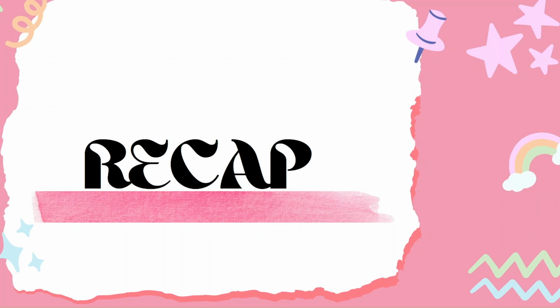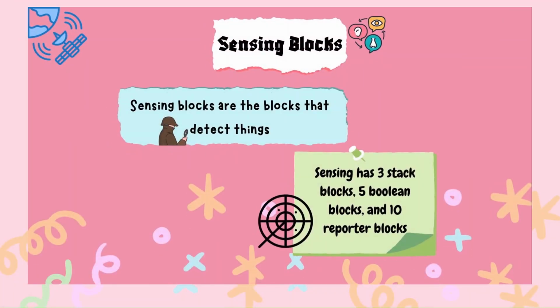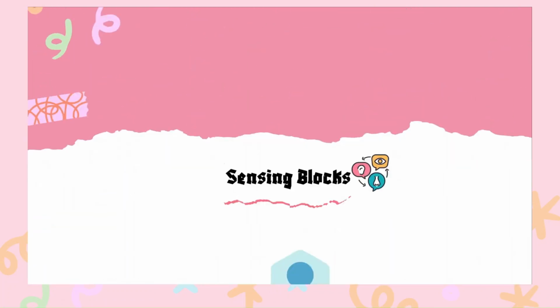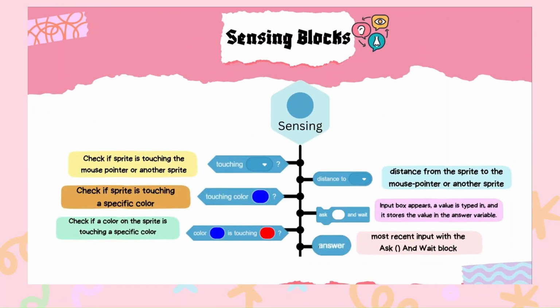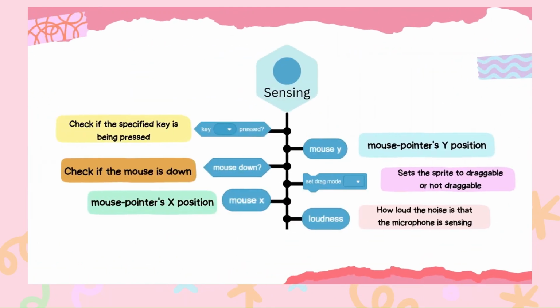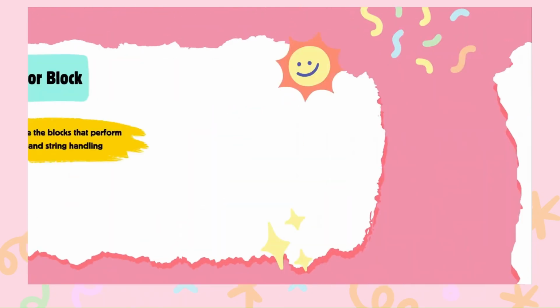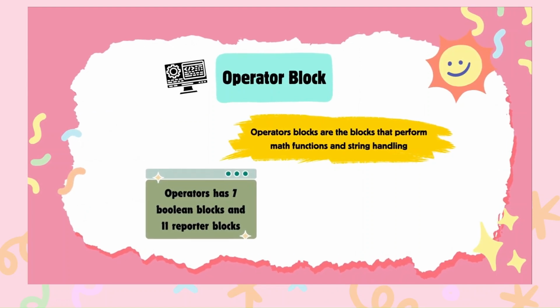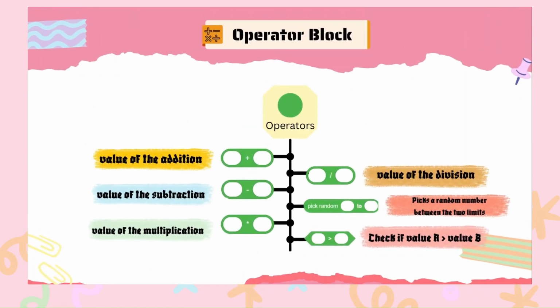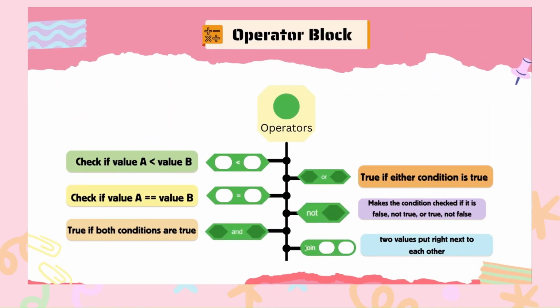So, let's have a recap of what we did in our earlier video so that we can recall it. Basically, there we talked about sensing blocks, which were the blocks which can detect different things, right? We talked about different ones like touching and other ones like key press, mouse down and mouse X. Then we talked about our operator blocks, which perform mathematical functions such as addition, subtraction, multiplication, greater than, and many more, right?